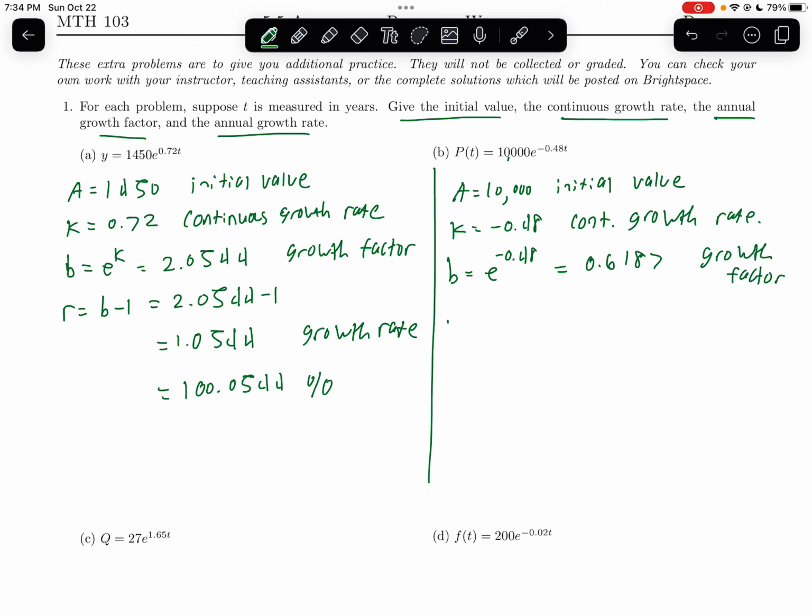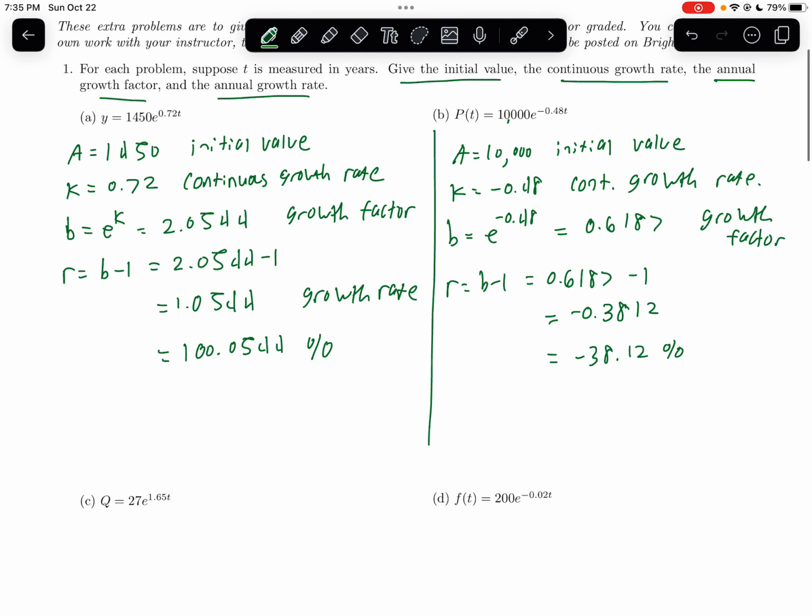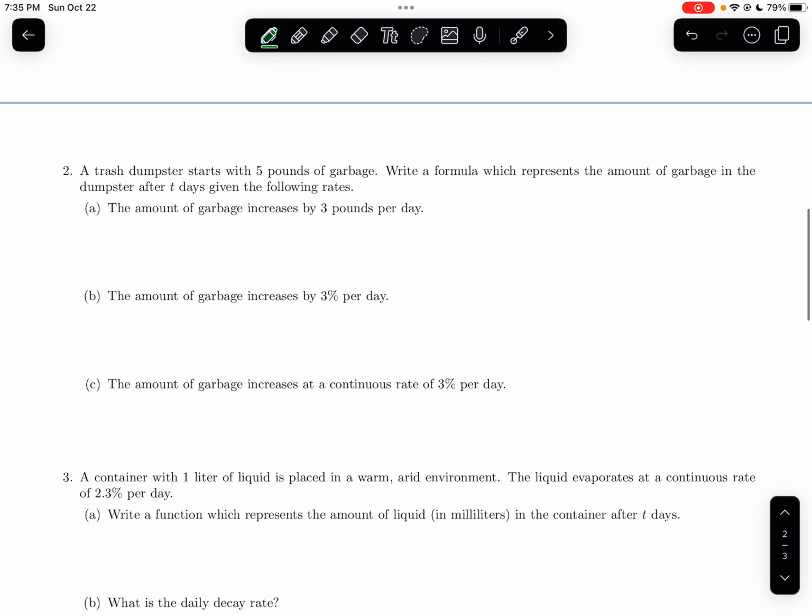That's your factor. r is b minus 1, so 0.6187 minus 1. That gives you negative 0.3812, or you could write this as negative 38.12% as a percentage. You would have to have the negative there, though, because it's not clear how you're interpreting this otherwise, right? You'd have to have the negative sign. Okay, moving on.